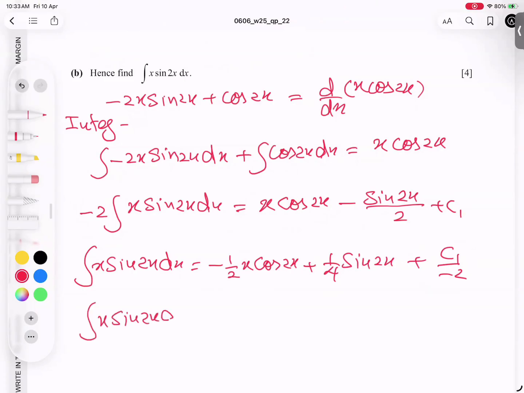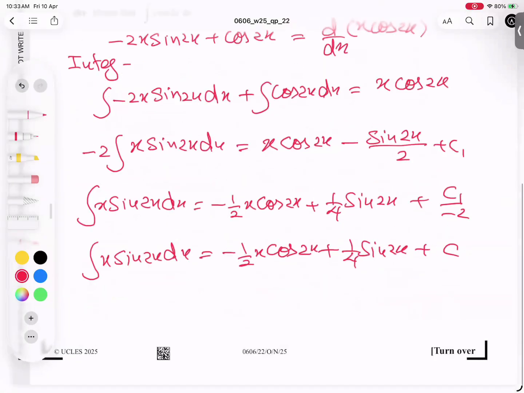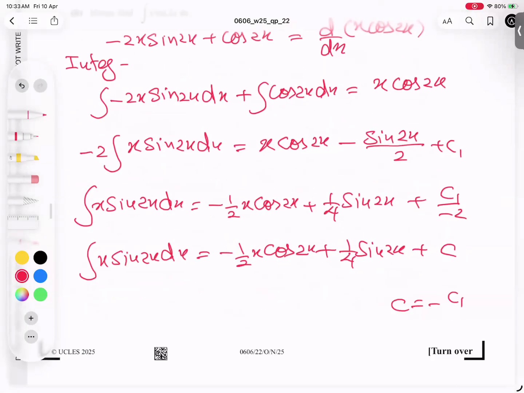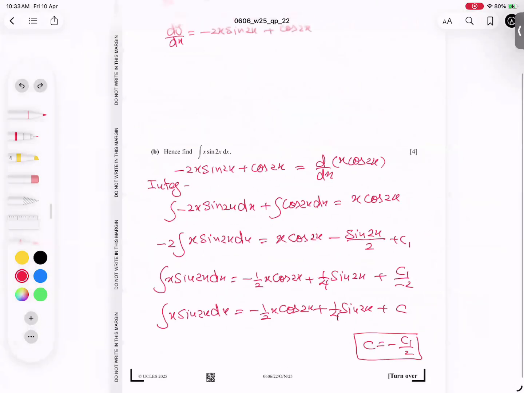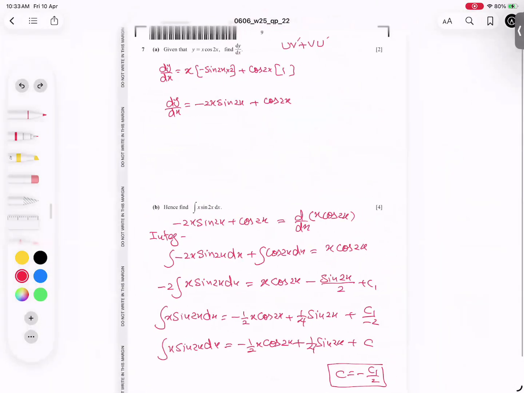You can leave it here, no problem, or you can write another form, which is not that important, but I think it is better to write in that format. And what is that? I'm calling the whole thing C, and I'm writing that C is equal to negative C1 by 2. So even if you mention this, it is clearer that you are replacing this whole thing with a C. I hope so. The concept of the complete question is over.